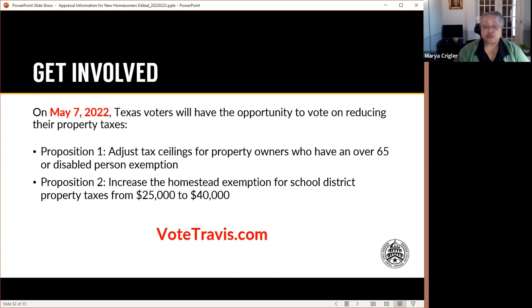You can go to votetravis.com and do voter registration. You can get information about your polling places. Again, a lot of information about the May 7th election would be on the votetravis.com website. So if you're unsure of where you would go, or if you're not sure if you're registered to vote, we encourage you to go there. But we also encourage you to participate on May 7th. If you would like to see your homestead exemption increased, it's important for you to go out and vote for that increase in the exemption.